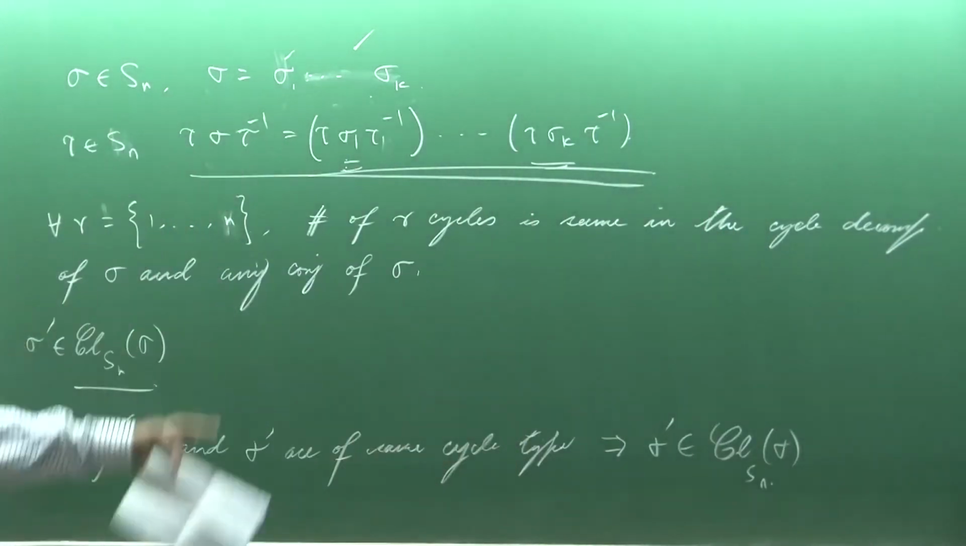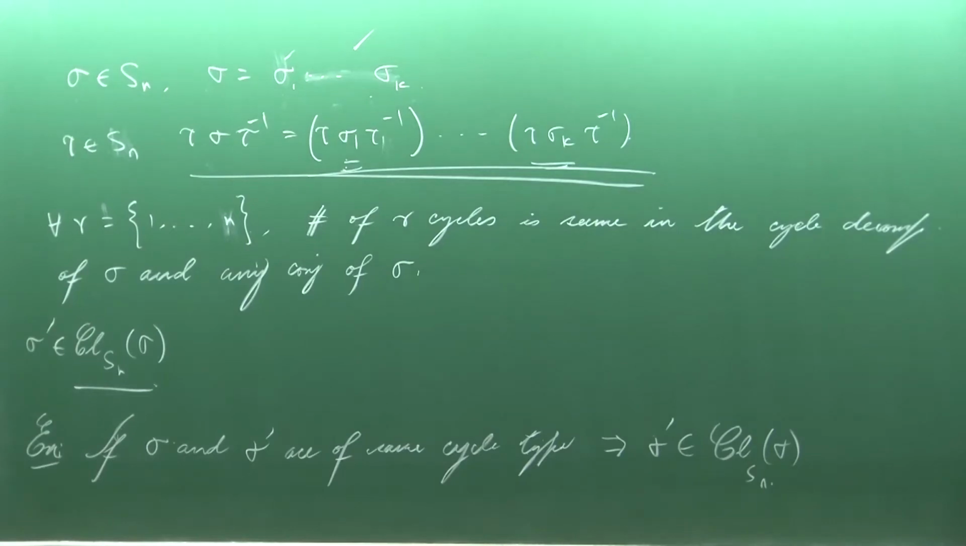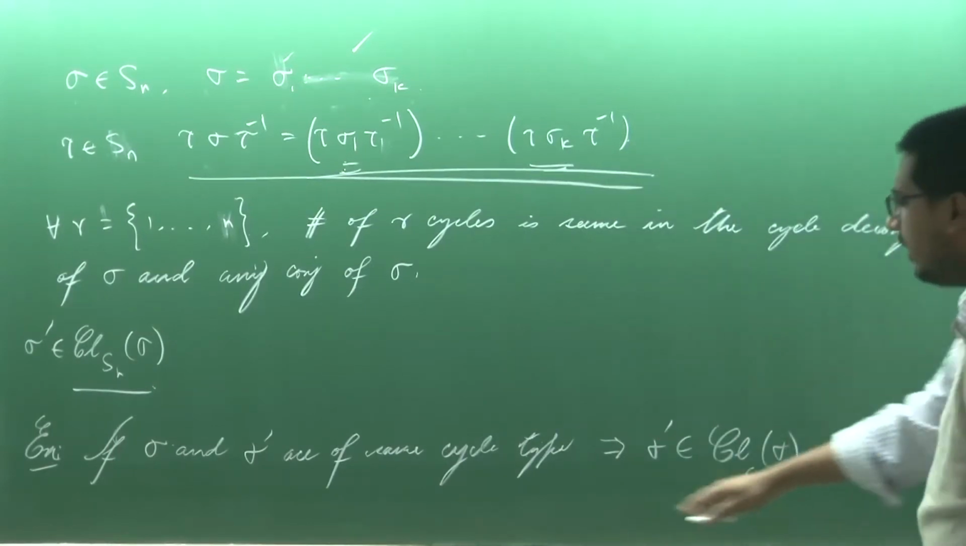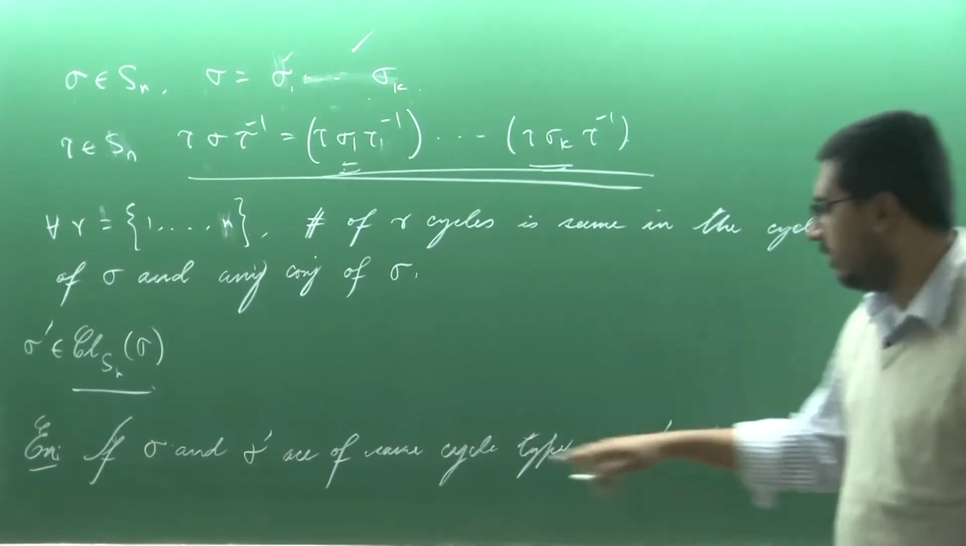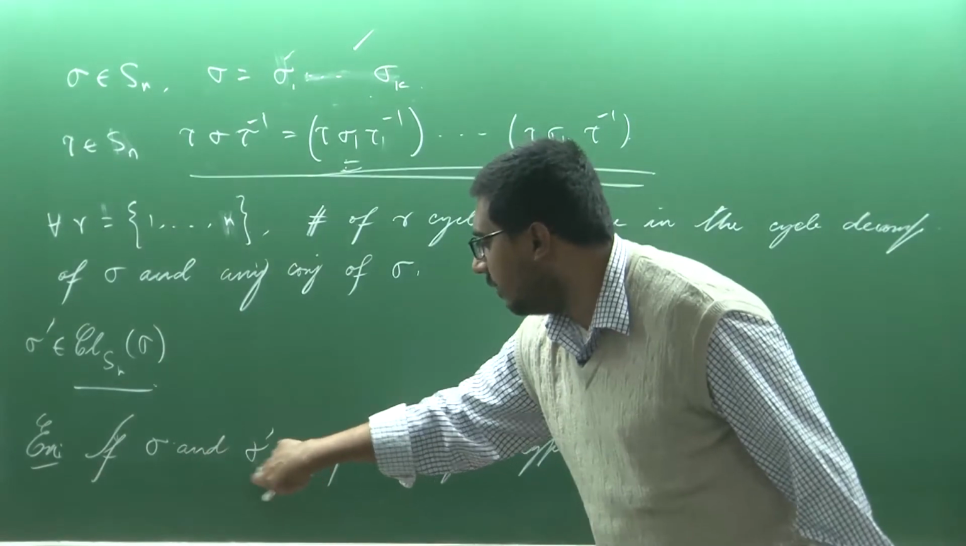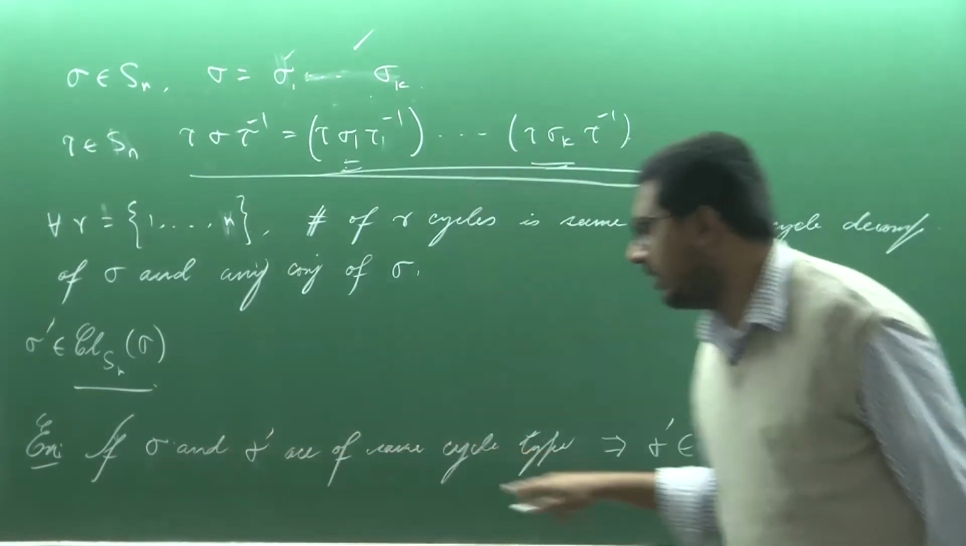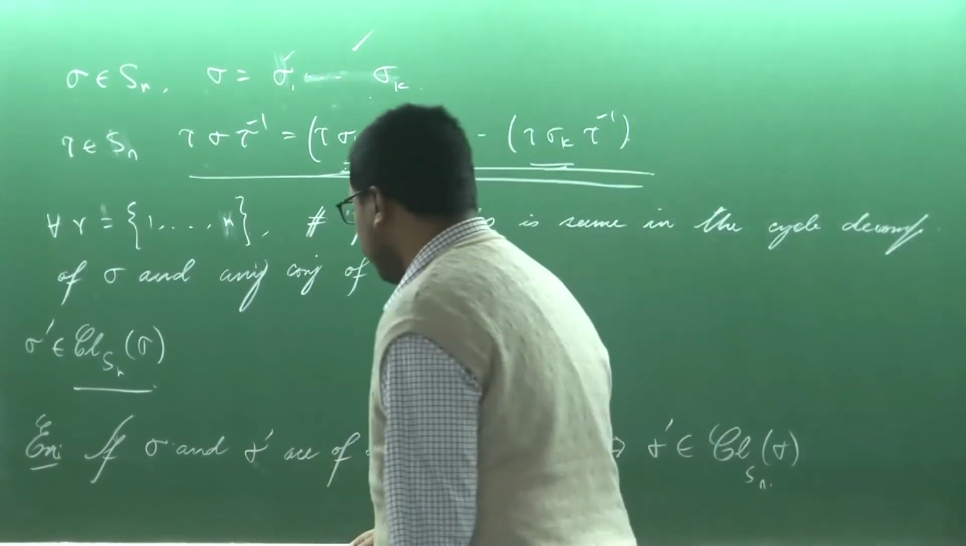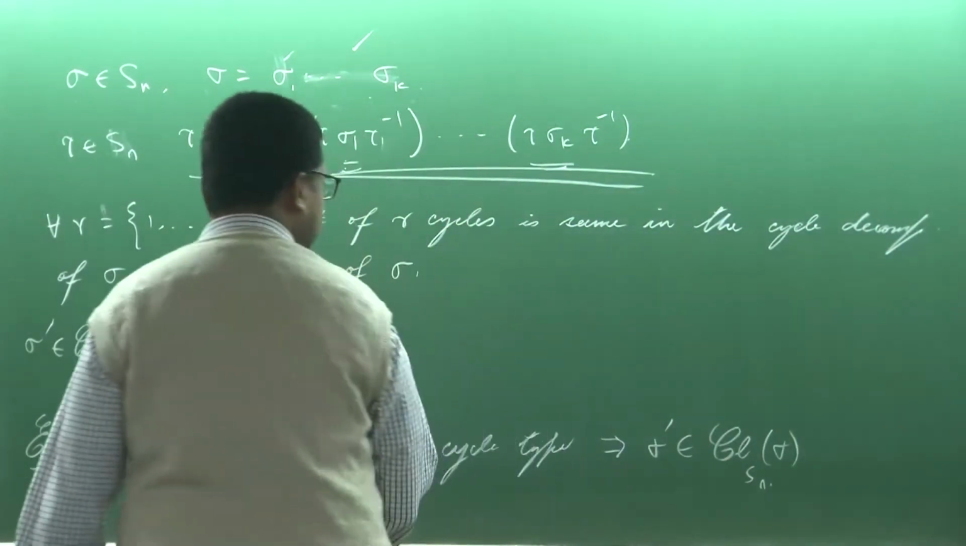So, earlier what we have seen is that if sigma prime is a conjugate of sigma, then sigma prime and sigma are of the same cycle type. Now, this exercise says that if sigma prime has the same cycle type as that of sigma, then sigma prime must be a conjugate of sigma. That is actually quite easy to see, because let me give you just a quick hint.